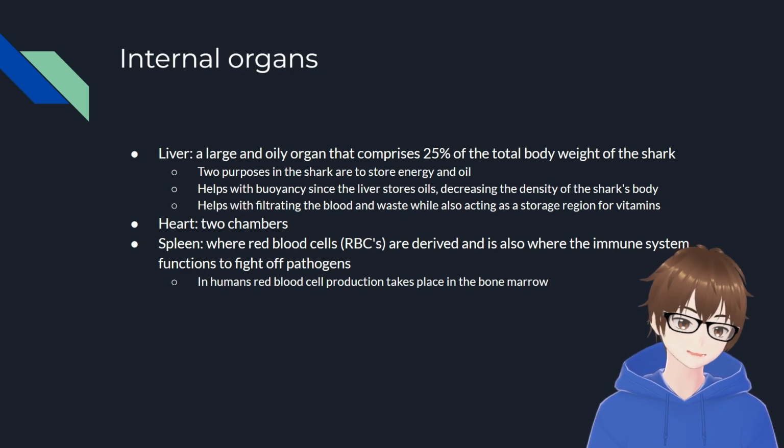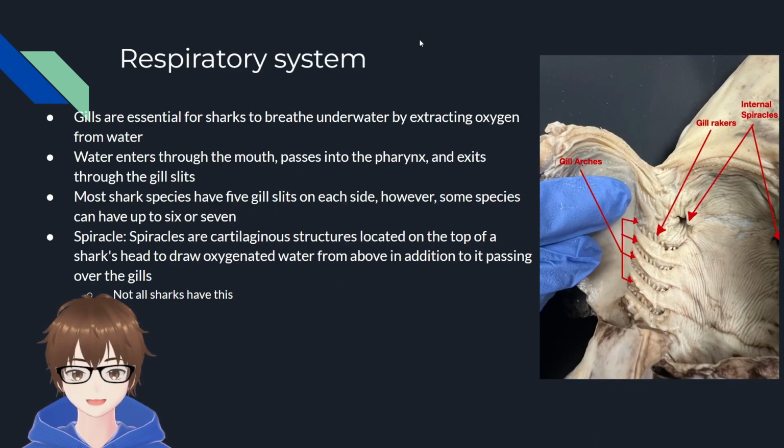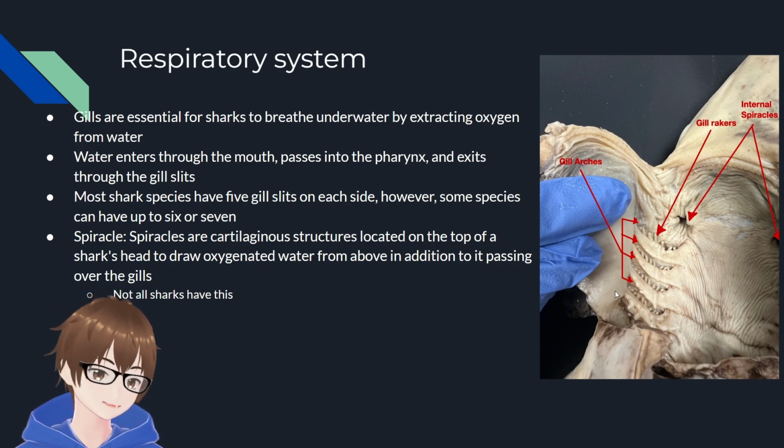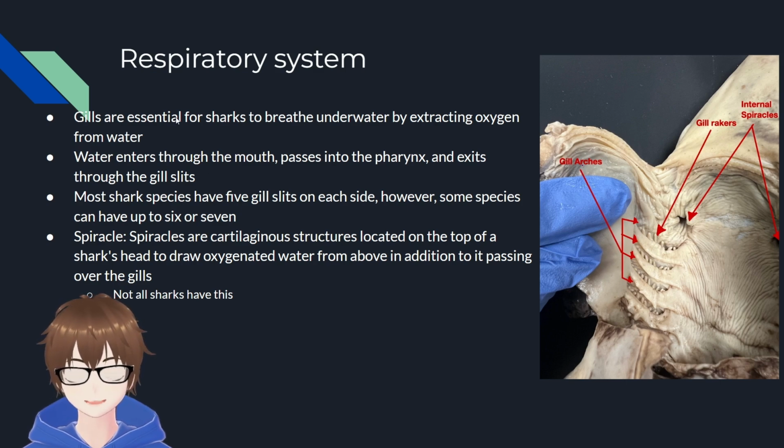So a little bit different. Then we have the respiratory system of sharks. Of course, sharks use gills to breathe underwater by extracting oxygen from the water. And we have a picture there where you can see the gills of the shark. The water will enter through the mouth, pass over the pharynx, and exit through the gill slits. Most shark species have 5 gill slits on each side.